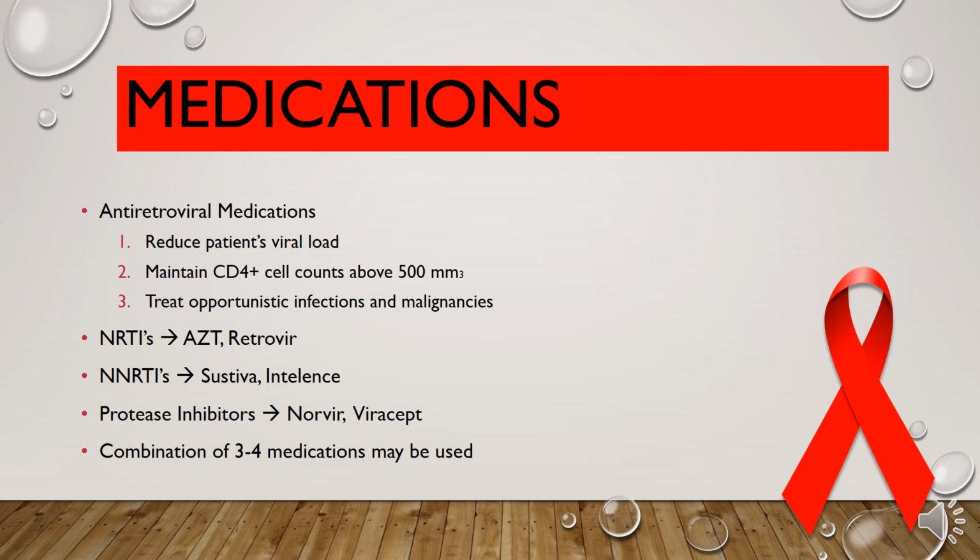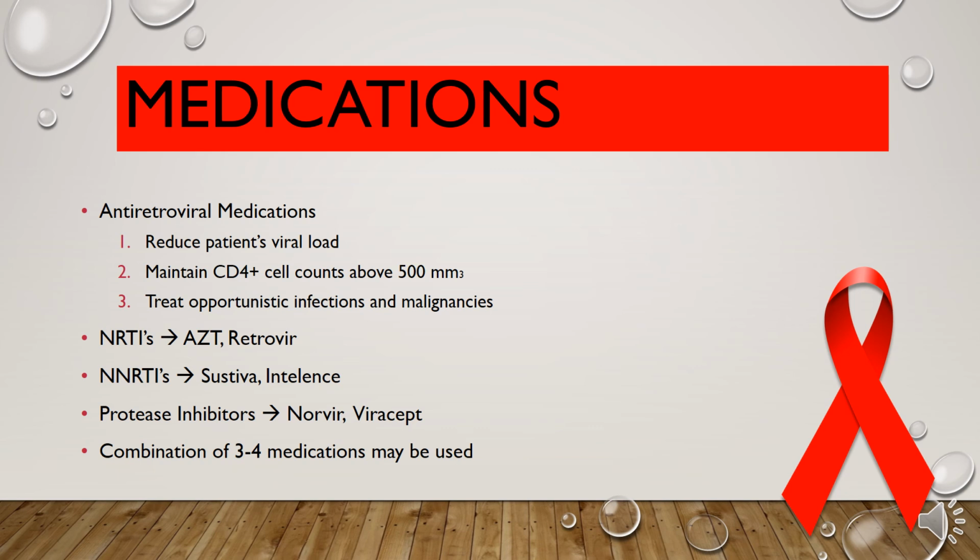The NRTIs, these inhibit action of reverse transcriptase to try to prevent HIV reproduction. So again, when we talked in the beginning about reverse transcriptase, that's kind of what starts the whole process of the DNA replicating the HIV virus. So this helps to prevent that. And NRTIs block the HIV reproduction altogether.